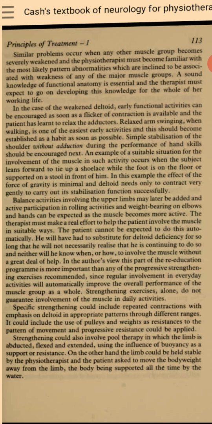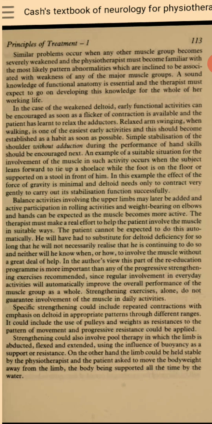In the case of the weakened deltoid, early functional activities can be encouraged as soon as a flicker of contraction is available and the patient has learned to relax the adductors. Relaxed arm swinging when walking is one of the easiest early activities, and this should become established as a habit as soon as possible. Simple stabilization of the shoulder without adduction during the performance of hand skills should be encouraged next.